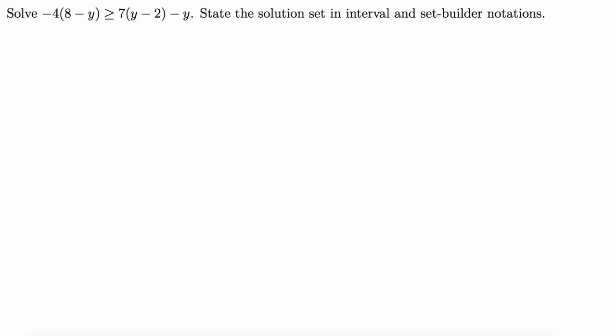Now it's your turn to solve the inequality. Negative 4 times the quantity 8 minus y is greater than or equal to 7 times the quantity y minus 2 minus y. Stop the video, take a moment to work this out in your lecture note packet, and then return to the video to check your answer.